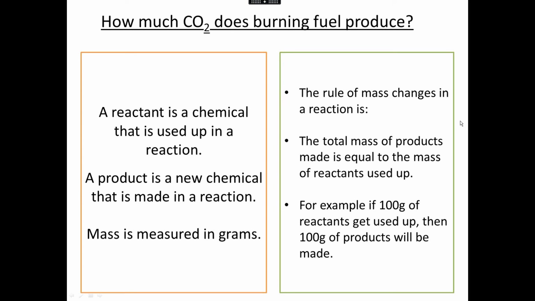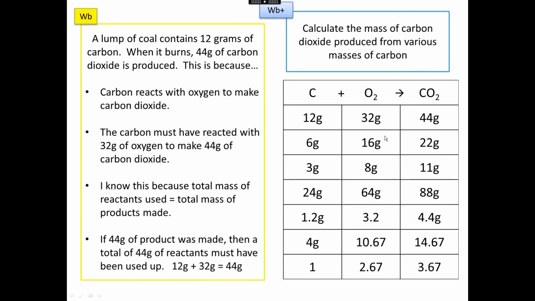Let's put that into action, looking at carbon and oxygen and carbon dioxide. A lump of coal contains 12 grams of carbon. When it burns, 44 grams of carbon dioxide is produced because the carbon reacts with oxygen to make the carbon dioxide. There must have been 32 grams of oxygen reacted to make it up to 44 grams of carbon dioxide.